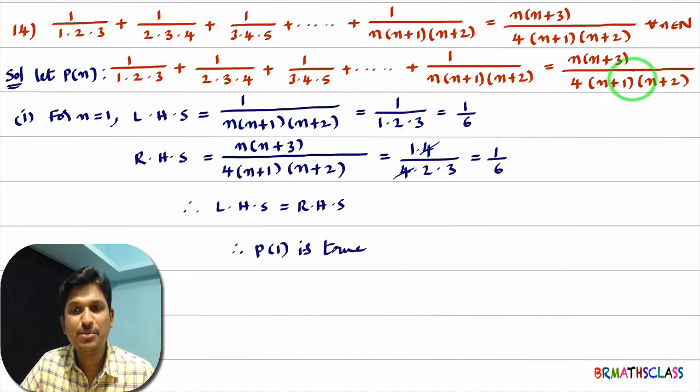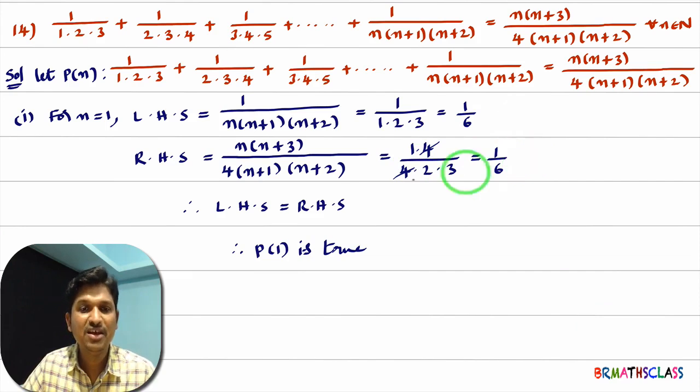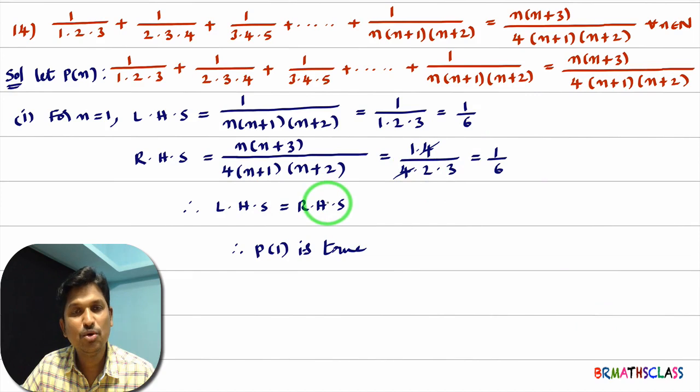Now, in the given statement, you consider the right hand side part: n into n plus 3 divided by 4 into n plus 1 into n plus 2. In this, wherever n is there you write 1. Then what you will get? 1 into 1 plus 3 is 4 divided by 4 into 1 plus 1, 2 into 1 plus 2, 3. You see here, this 4 will get cancelled. Then you get 1 divided by 2 into 3, which is 6. So LHS is 1 by 6, RHS is also 1 by 6. So LHS equals RHS, and we can say that P of 1 is true. So the first part of this problem is completed.